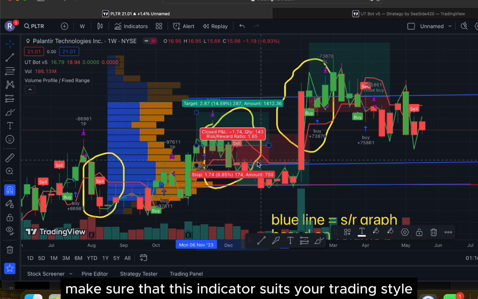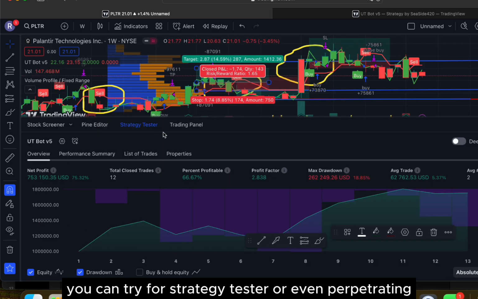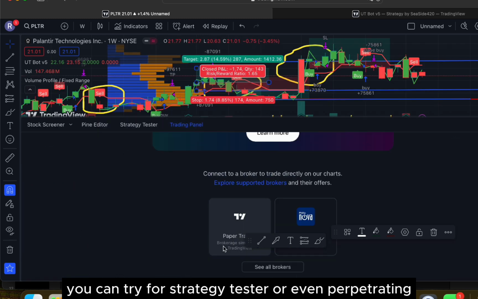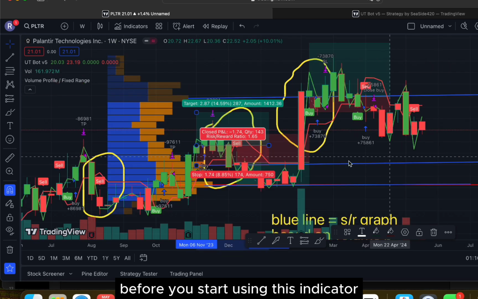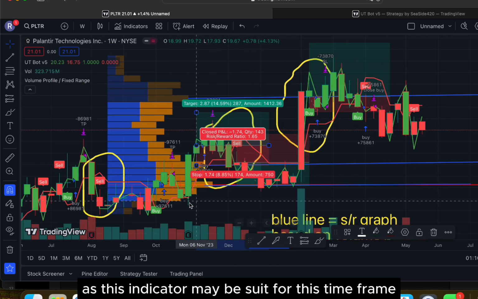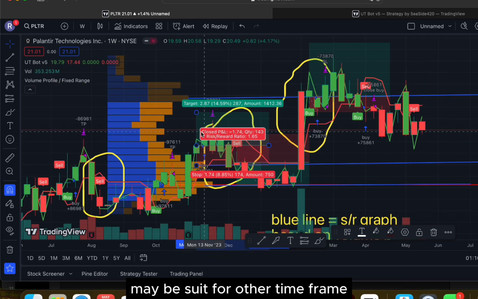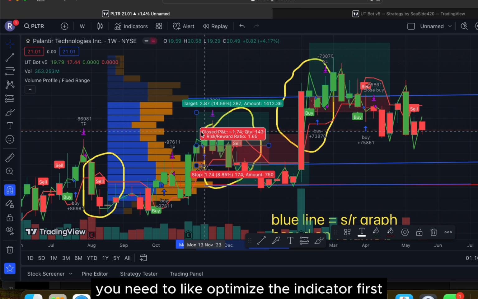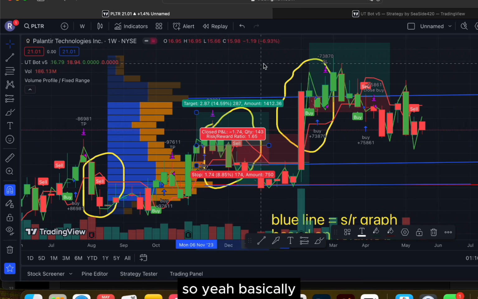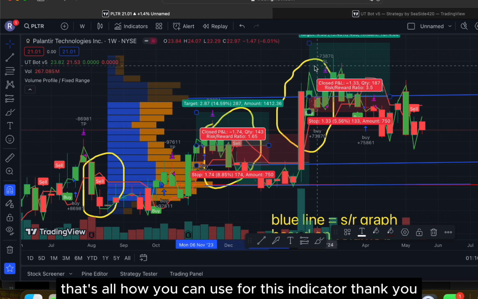Make sure that this indicator suits your trading style. You can try the strategy tester or even paper trading before you start using this indicator, as this indicator may suit this time frame, maybe suit other time frames. You need to optimize the indicator first before you use it. So yeah, basically that's all how you can use this indicator.